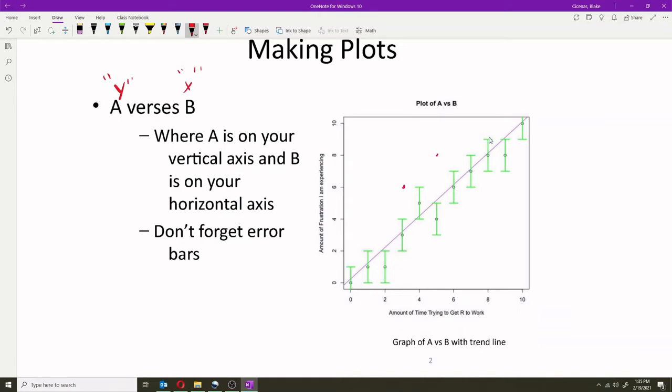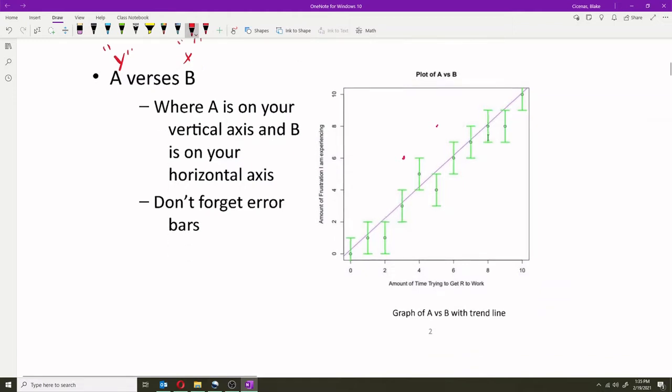So it's always what's on your y-axis versus your x-axis. It doesn't always have to be that way, but it's generally the consensus, and so that's how you have to do your graphs. Don't forget your error bars. In your case, I will always tell you if you need error bars or not, and then you'll be able to include them. You won't have to draw them by hand unless it's on a test when you do have to do that. Most of the time, you'll have a program do it for you.